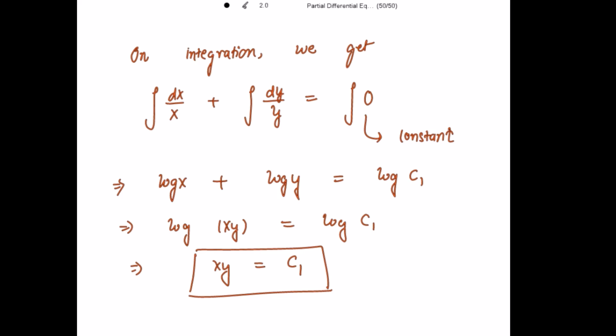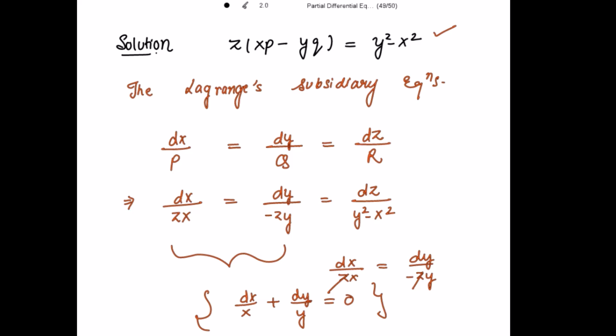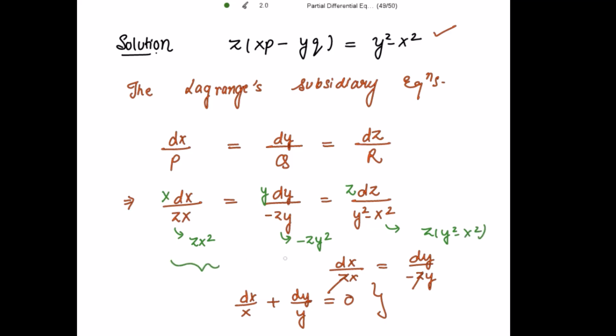And now to obtain the second solution, if I use the multipliers x, y and z, in the denominator what I get is zx square, and here I am having minus zy square, and here z into y square minus x square. If I add all these denominators, zx square will be cancelled out with this, and minus zy square will be cancelled out with this. So I am getting 0.